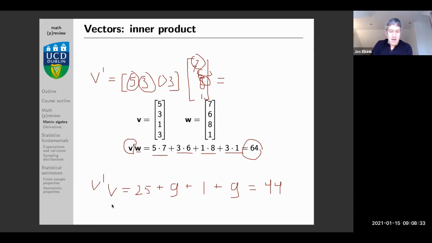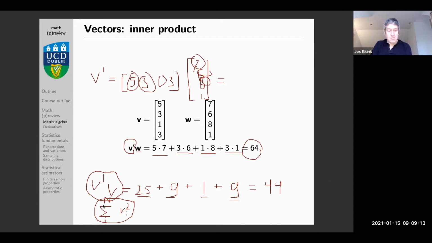So this is basically the same thing as saying this. We can take the sum, count up to n of Vi squared. So this is the matrix notation of saying take the sum of squares of a vector. Because this is 5 squared, and this is 3 squared, and this is 1 squared, and this is 3 squared. So if we do the transpose of V times V, we get the sum of squares of a vector.